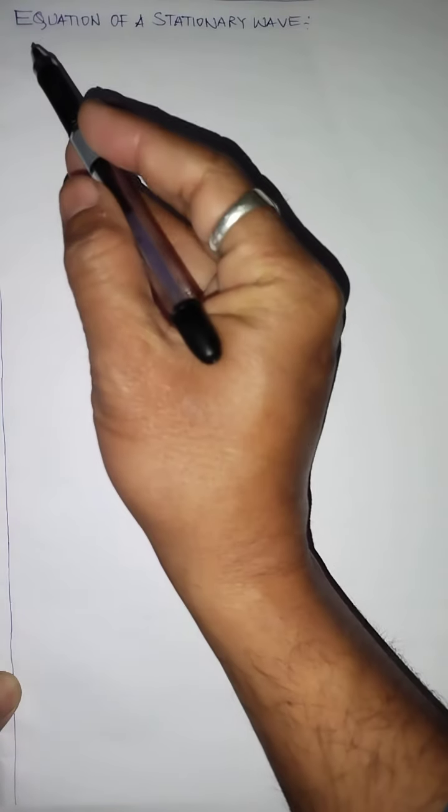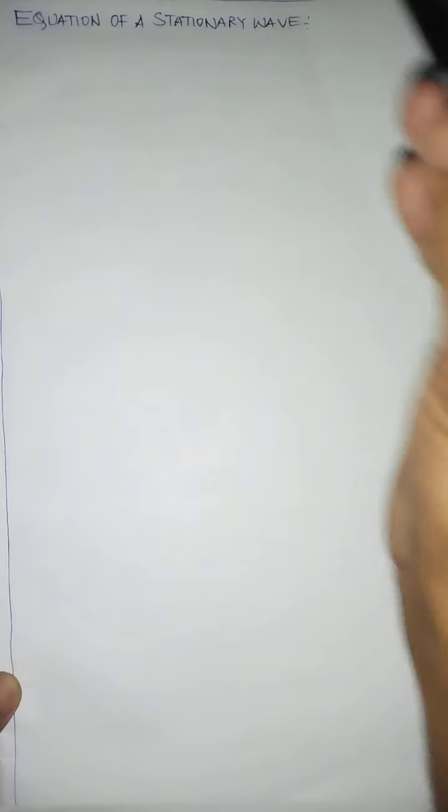Today we continue with the chapter that we started yesterday. That is superposition of waves, and this is basically a stationary wave or standing wave. In this chapter we learn vibration of air columns. Now in today's class we basically start with the equation of a stationary wave.